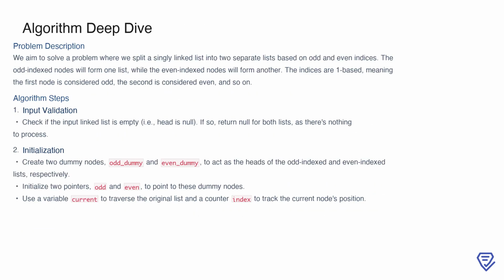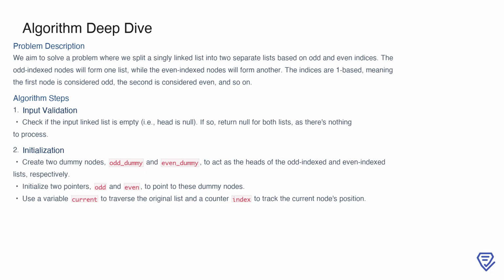In this problem, we aim to reorganize a singly linked list by separating its nodes into two new lists based on their indices. Here, the indices are one-based, meaning the first node is odd-indexed, the second is even-indexed, and so on. The odd-indexed nodes will form one list, while the even-indexed nodes will form another. To achieve this, we start by validating the input. If the input list is empty, we simply return null for both lists since there's nothing to process.